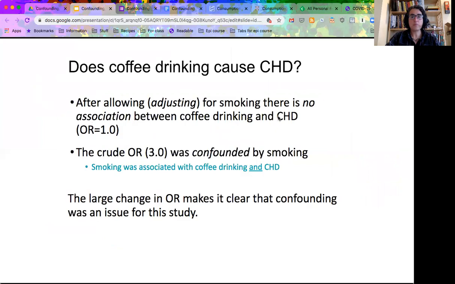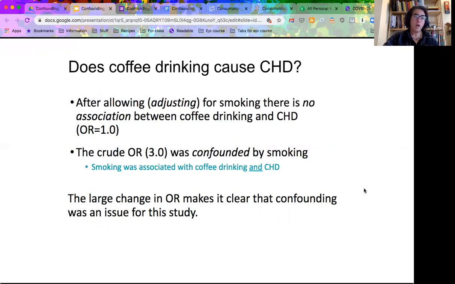What I would say is that after we adjusted for smoking, we saw no association at all between coffee drinking and coronary heart disease. So there was this really large odds ratio, but it was completely confounded by smoking. Smoking is strongly associated with exposure and with outcome. And this really large change in the odds ratio makes it clear that confounding was a huge issue for this study.